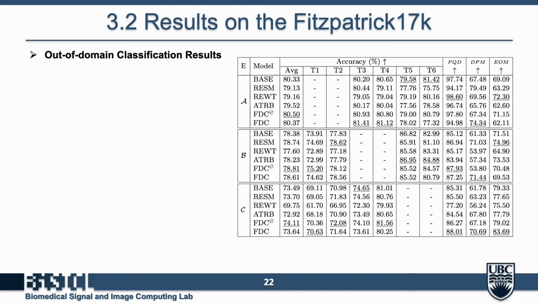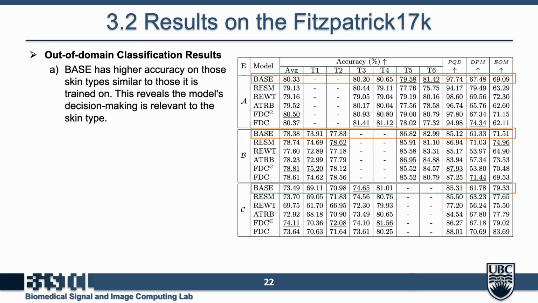Another task on the Fitzpatrick 17K is the out-of-domain classification. From the table, we could find the baseline has high accuracy on those skin types similar to those it is trained on. This reveals the model's decision-making is relevant to the skin type.